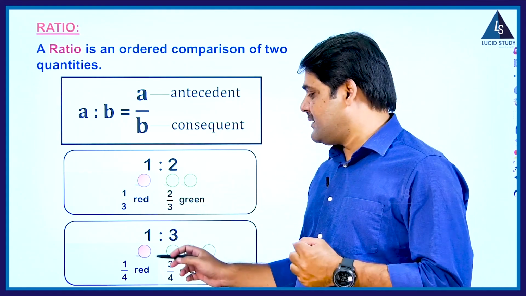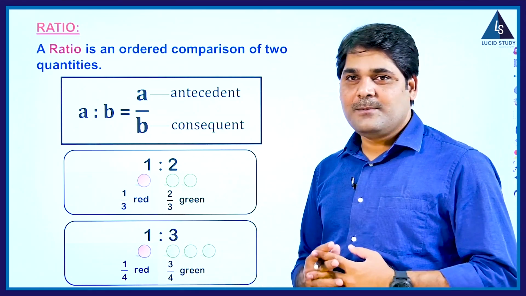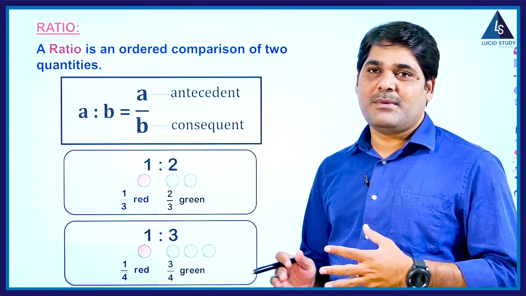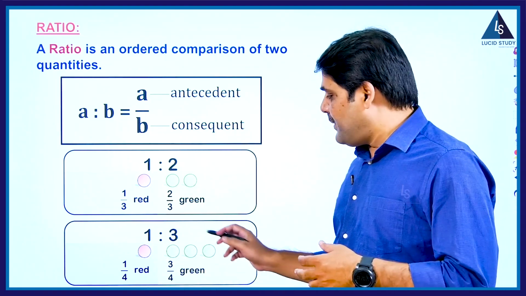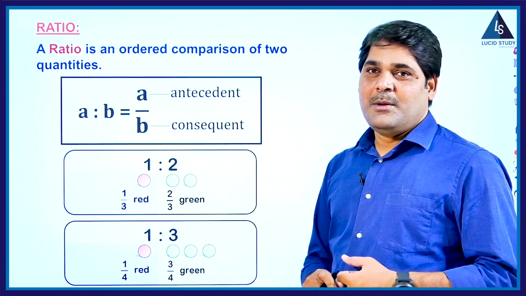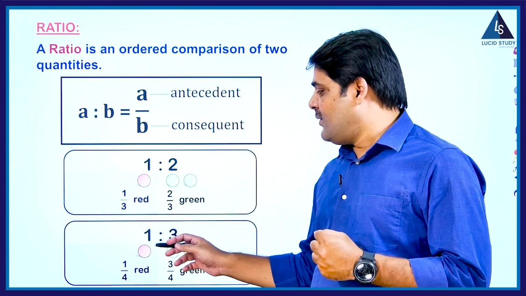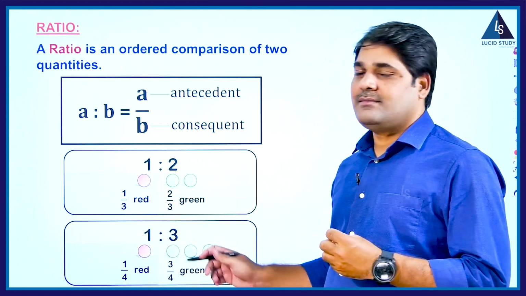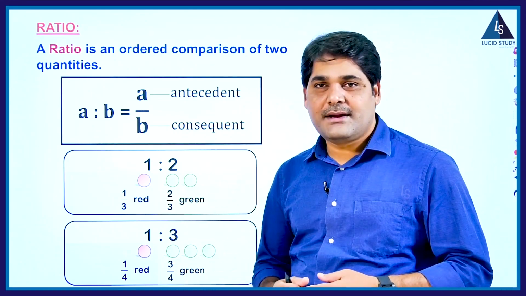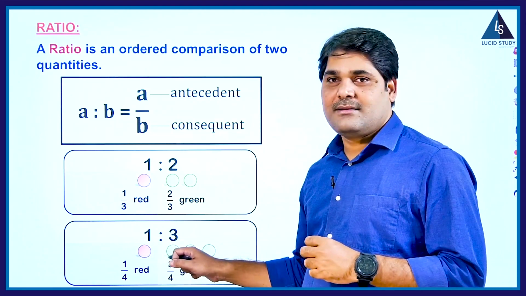Similarly, one more example. Here I have taken 1 red button and 3 green buttons. The part that red buttons have in the total buttons is 1 by 4, and the part that green buttons have is 3 by 4. But what is the ratio between these two? That means how many red buttons were there versus green buttons, that is 1 is to 3. Understood the ratio? We are comparing the same things.